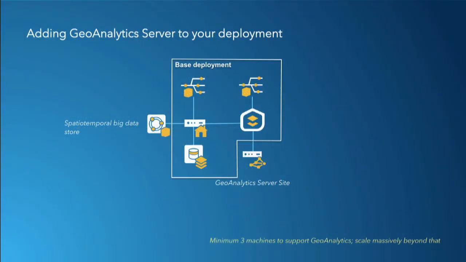So adding GeoAnalytics to the base deployment at a minimum looks like this. And it requires at least 3 machines total. It's the bare minimum. To do a 3-machine setup, you would have the base deployment all on a single machine. You would have a single node of the spatial temporal big data store, isolated off on its own, as well as a single machine ArcGIS Server setup for GeoAnalytics. You can actually do quite a lot of powerful data crunching from a GIS perspective with just those 3 machines.